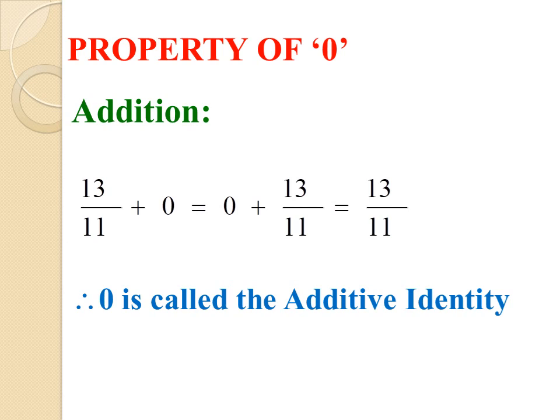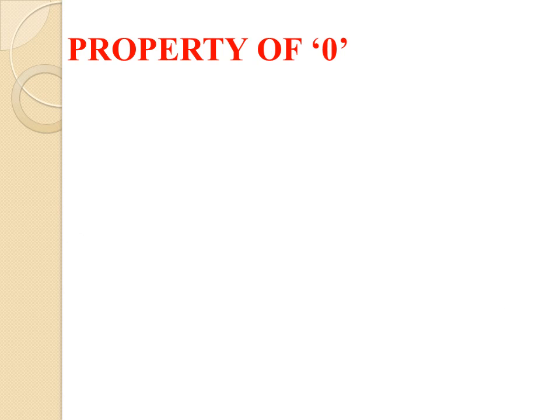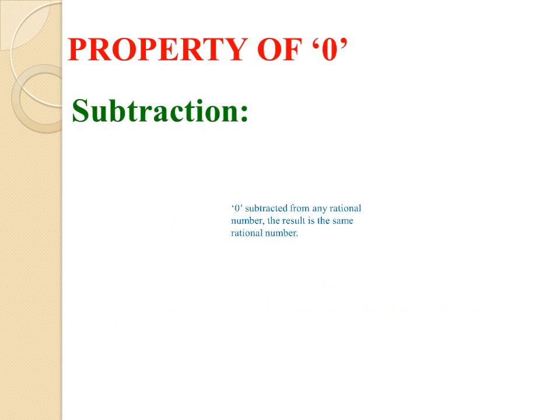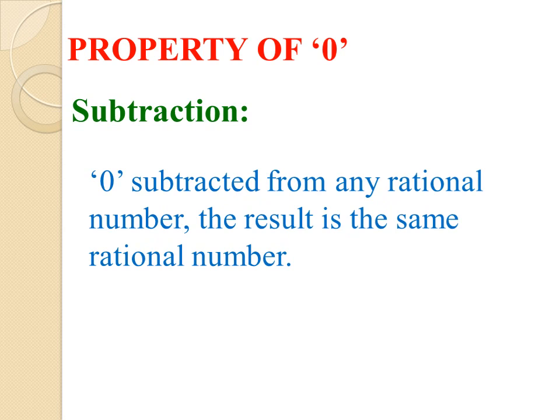Let's check the same for subtraction. The property of 0 in subtraction is quite different. When 0 is subtracted from any rational number, the result is same rational number. But it is not true with the other side. I mean, when you do p by q minus 0, you will get p by q.